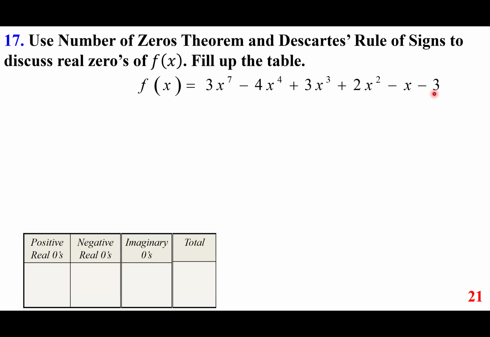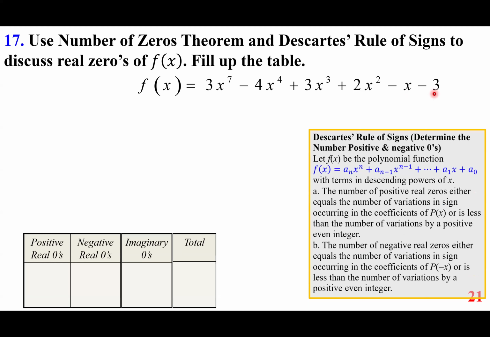What is Descartes' rule of signs? Descartes' rule of signs determines the number of positive and negative zeros. Let f of x be the polynomial function f of x equals a sub n x to the power of n, all the way to a sub 0, with terms in descending powers of x. The number of positive real zeros either equals the number of variations in sign occurring in the coefficients of p of x, or is less than the number of variations by a positive even integer.